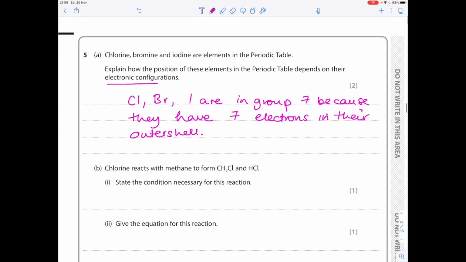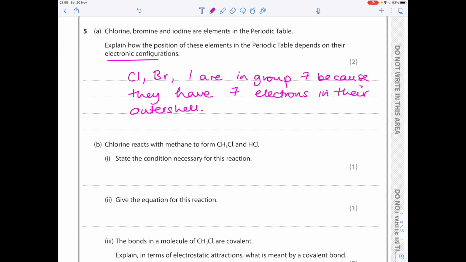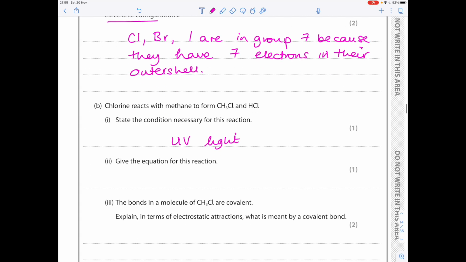Chlorine reacts with methane to form CH3Cl and HCl. State the condition necessary for this reaction. Well, that's UV light. Give the equation for this reaction. So chlorine is diatomic, so it's made up of 2 atoms. Methane has the formula CH4, and we know what we're forming because they've provided that kindly in the question.